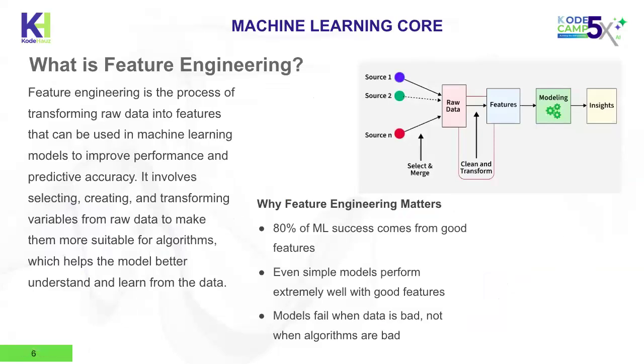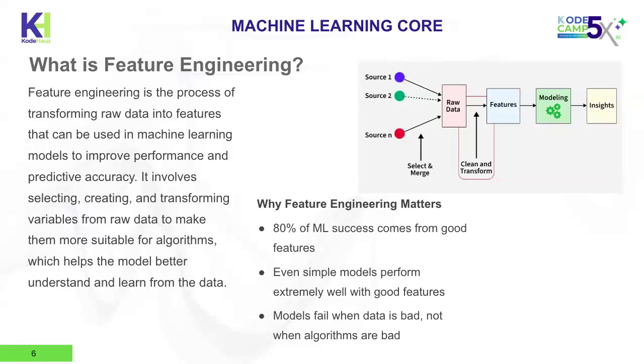So what is feature engineering? Feature engineering is simply the process of transforming raw data into features that can be used in machine learning models to improve their performance and predictive accuracy, right? It's that raw data that you have, but that raw data is not in a form that you can easily throw into your machine learning model for it to learn from. So you need to do some kind of transformation, right? Otherwise, you will not have a good performance of those models.